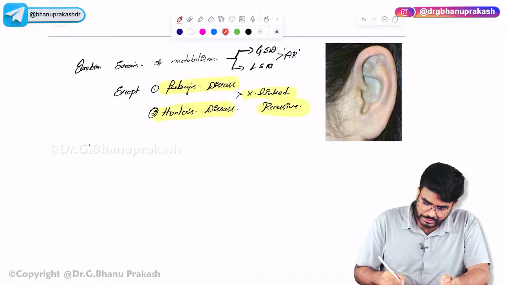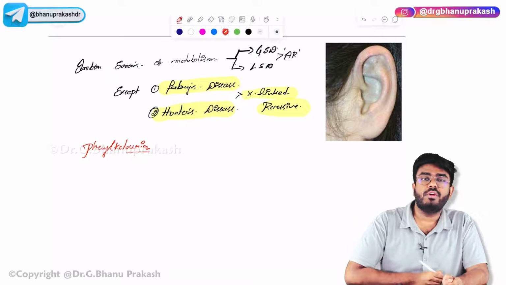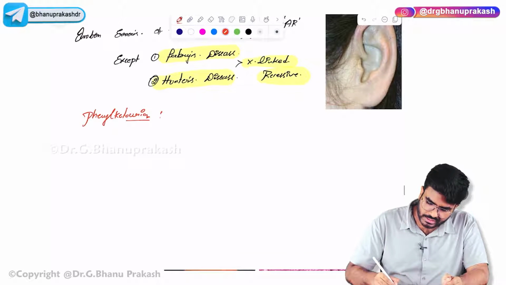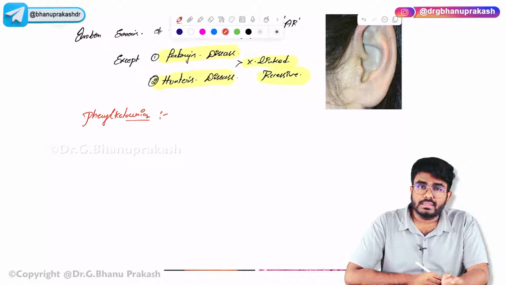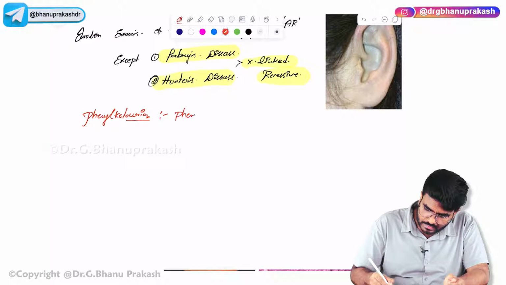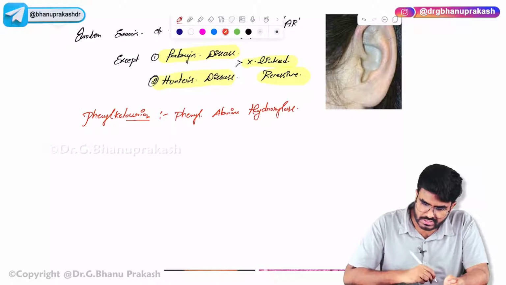Now let's see phenylketonuria. Anything we have discussed which ends with the word urea, phenylketonuria, alkaptonuria, homocystinuria, is autosomal recessive. In phenylketonuria, what exactly is the problem? There is a deficiency of an enzyme called phenylalanine hydroxylase. Phenylalanine hydroxylase deficiency is seen.